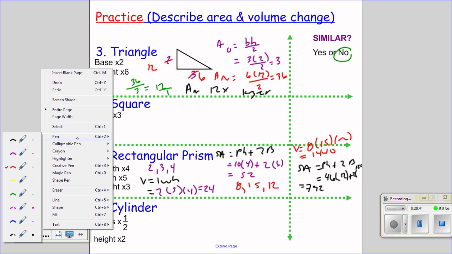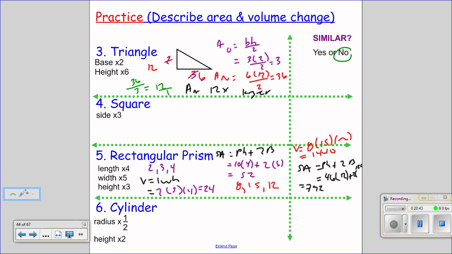However, let's find the ratio. Let's see if my theory still works. So the ratio of surface areas would be 792 to 52. And the ratio for volume is 1440 to 24.